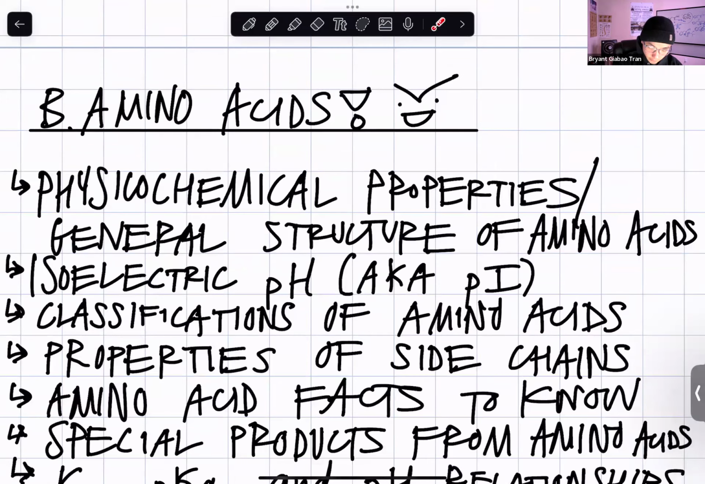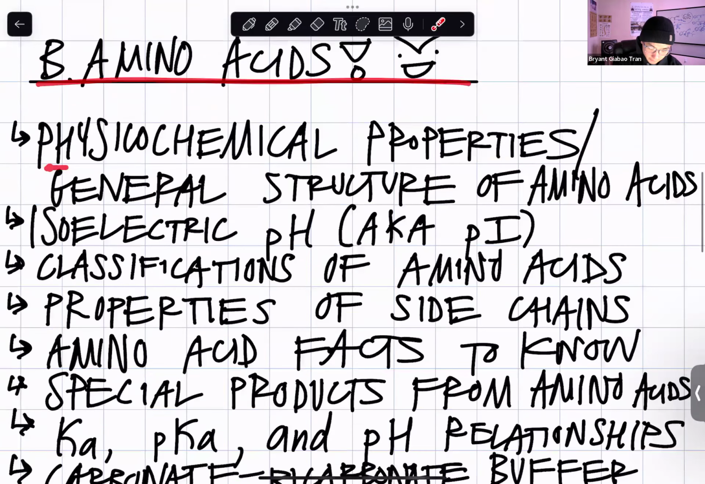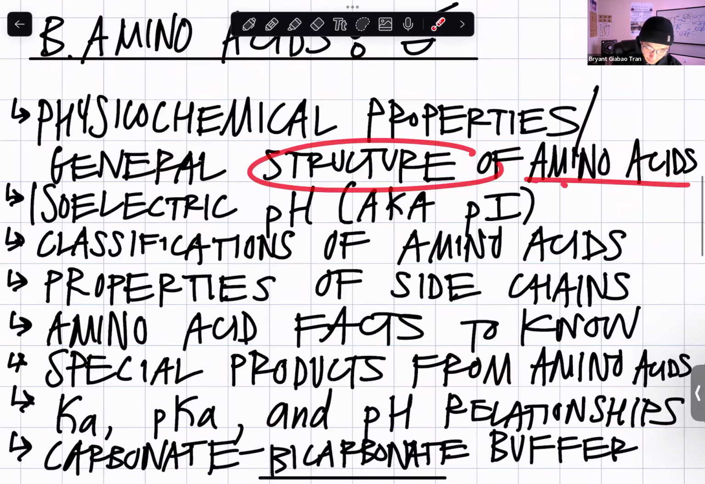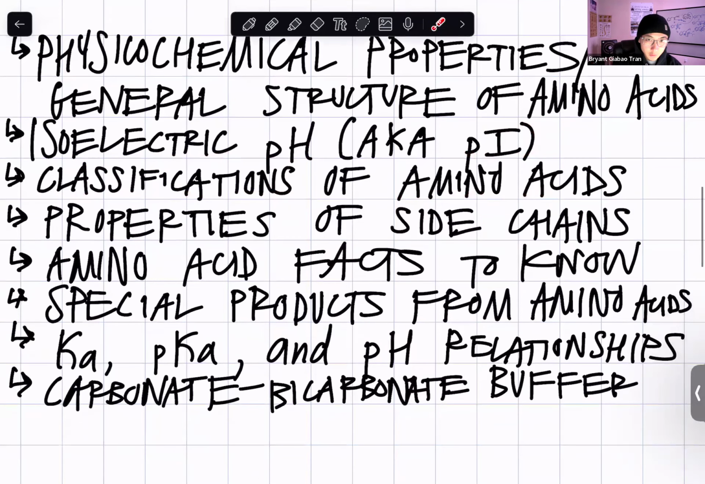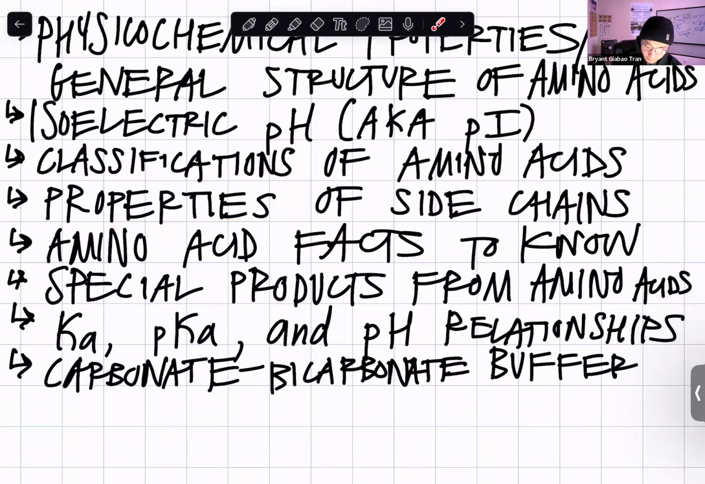the next section is going to talk about amino acids, where we talk about the physical chemical properties and the general structure of amino acids. We're also going to talk about the isoelectric pH, aka the pI of amino acids. And we are also going to talk about the classification of amino acids, whether they are ketogenic, glucogenic, essential, non-essential, conditionally essential, and their properties like polar, non-polar, charged, uncharged, positively, negatively charged, polar, uncharged, and some facts to know about them, and some special products that are coming from amino acid precursors, right?